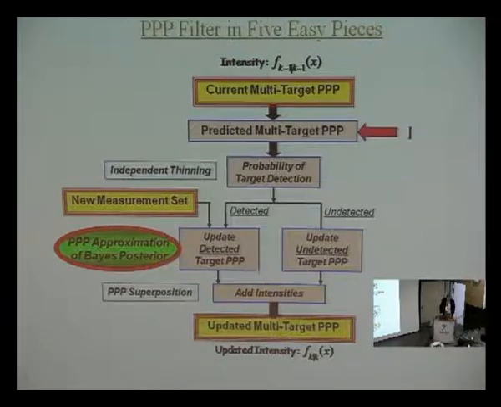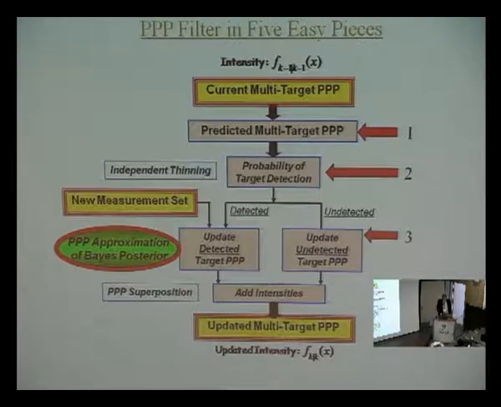What are the key steps? We're going to predict it forward. That's fine, because in any Bayesian model, you have to predict your target motion forward. We're going to pass it through a probability of detection test. That splits it into two parts, those targets that are detected and those targets that aren't. Then they're going to talk about updating each half of these.